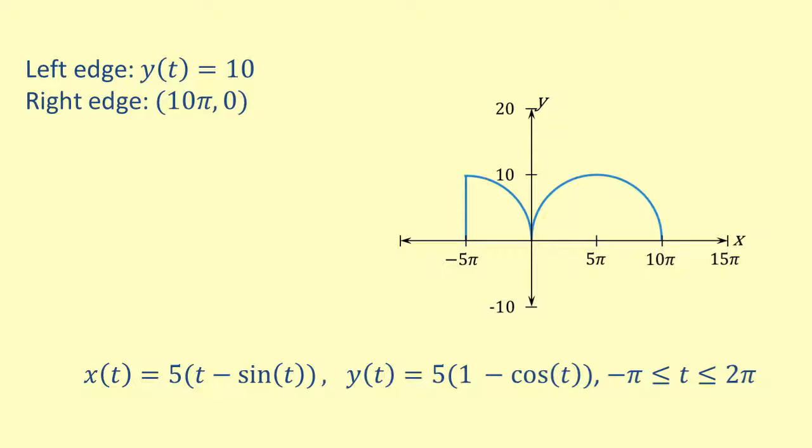Next, we need the limits on t. Notice that the left edge stops at y of t equals 10. The right edge is at (10 pi, 0). Let's use the equation for y to solve for t.